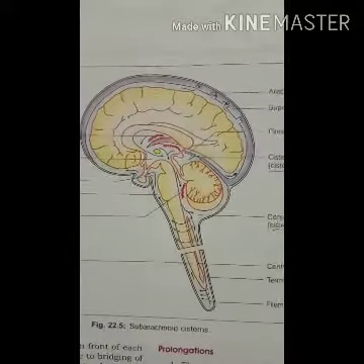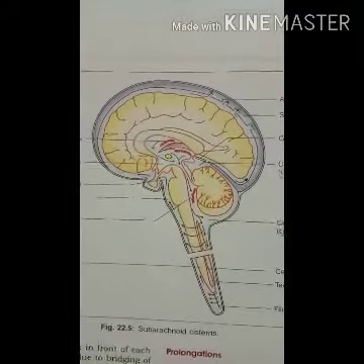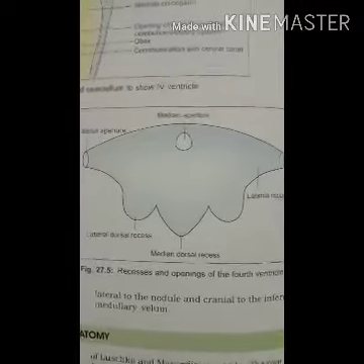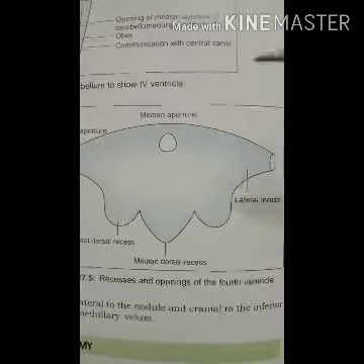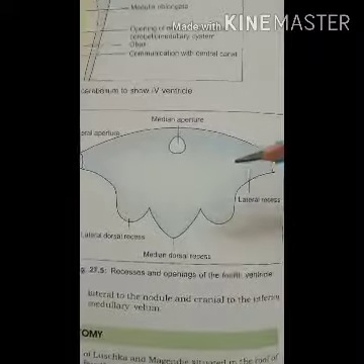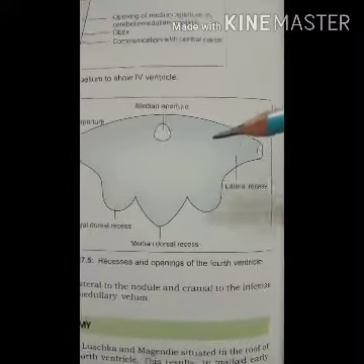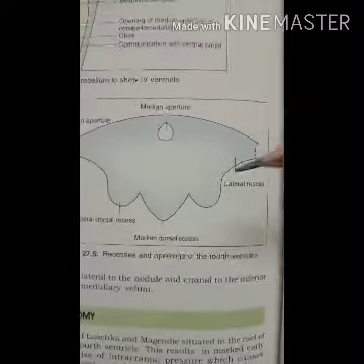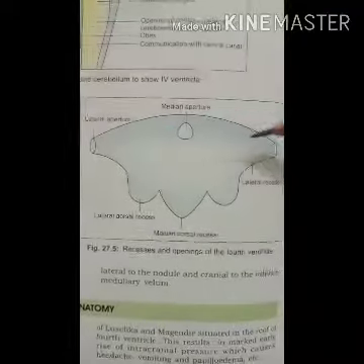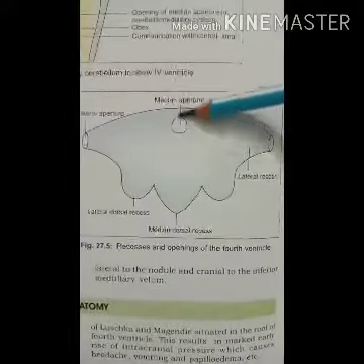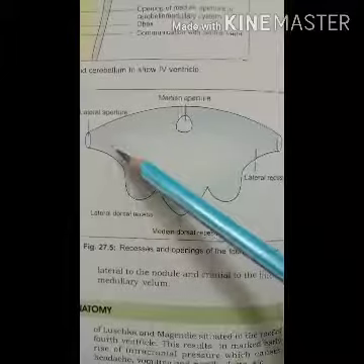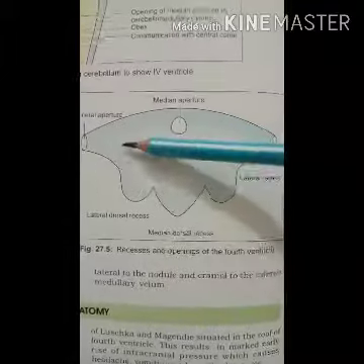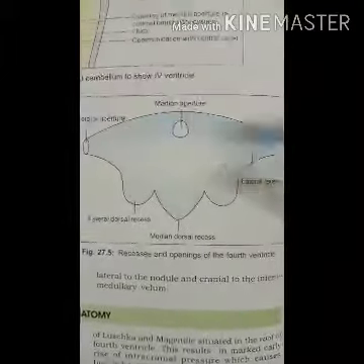After that, let's see the recesses of the fourth ventricle. Here you can see the extensions of the main cavity of the ventricle. Five recesses have been described. The first are the two lateral recesses. Here you can see centrally the median aperture, and on the lateral sides the two lateral apertures are present. Just medial to the lateral apertures, the two lateral recesses are present.